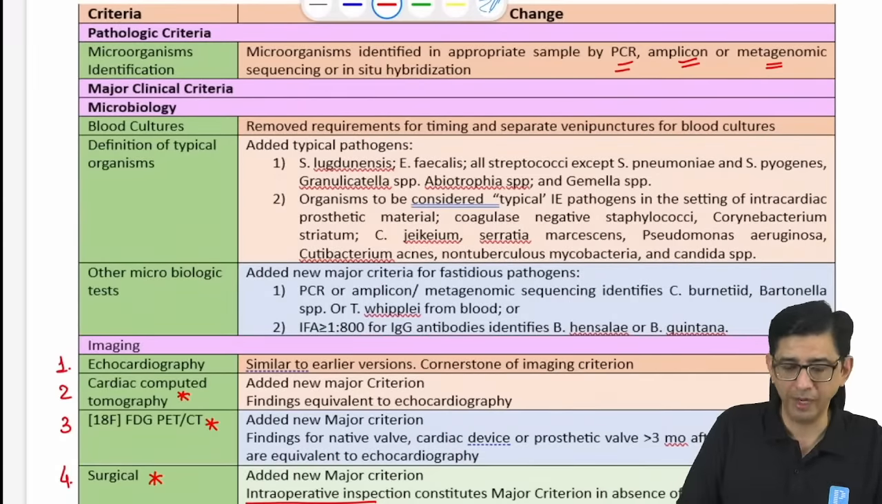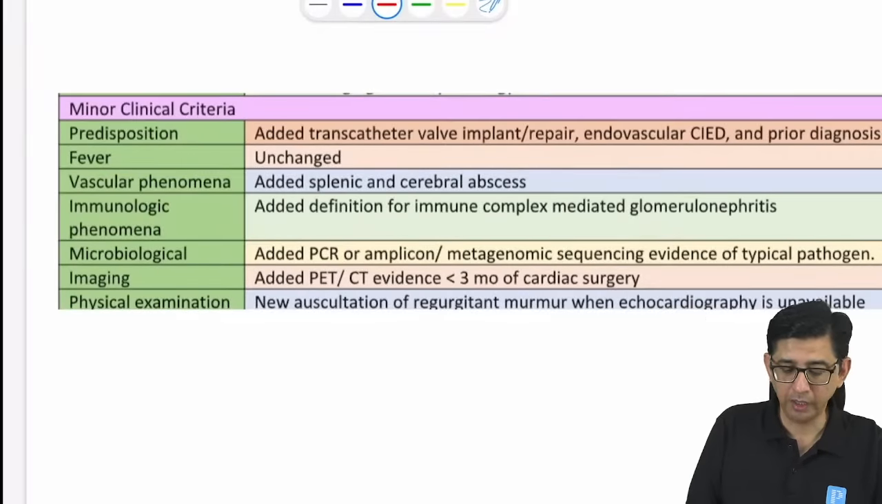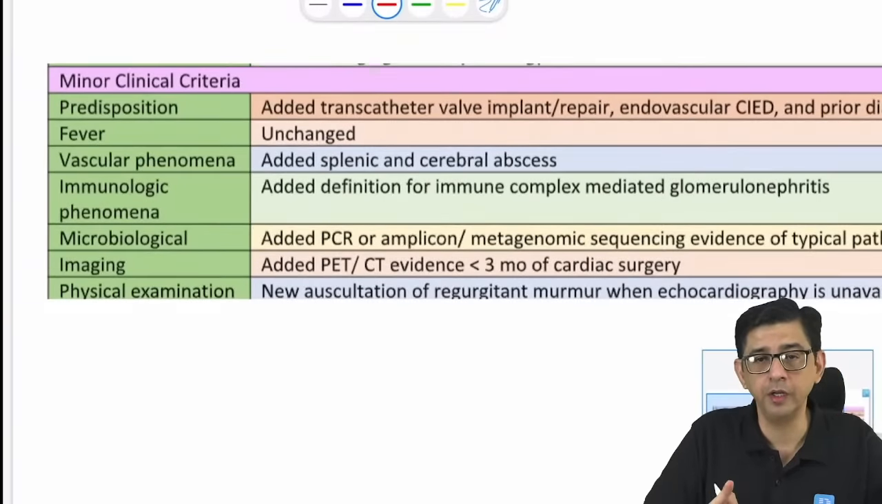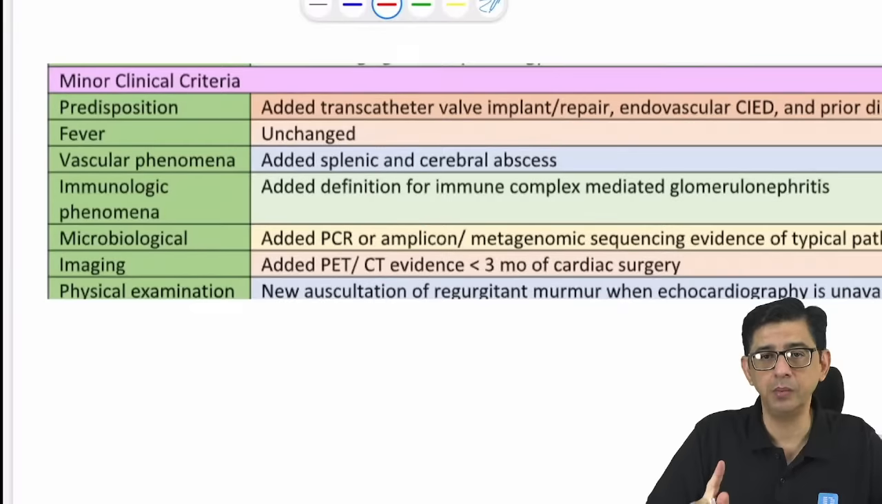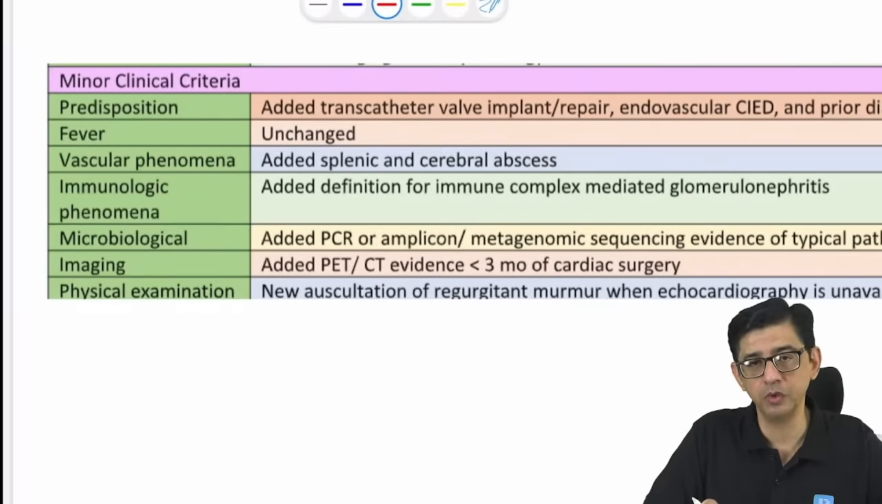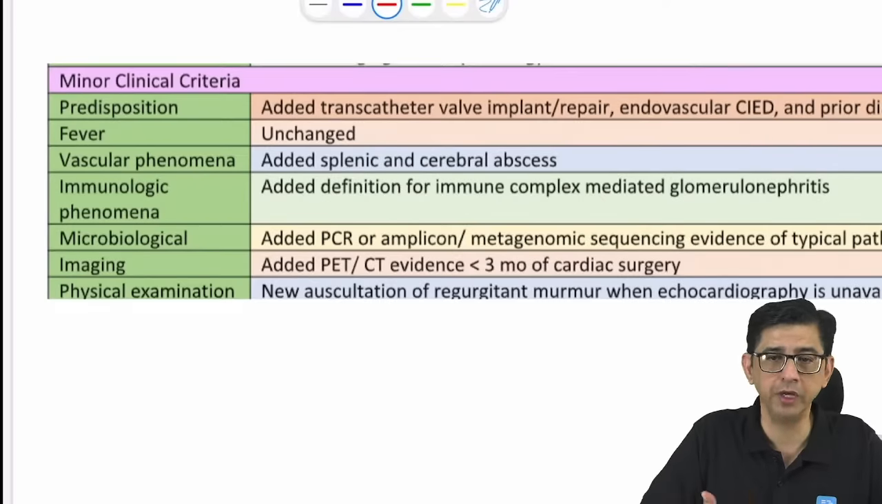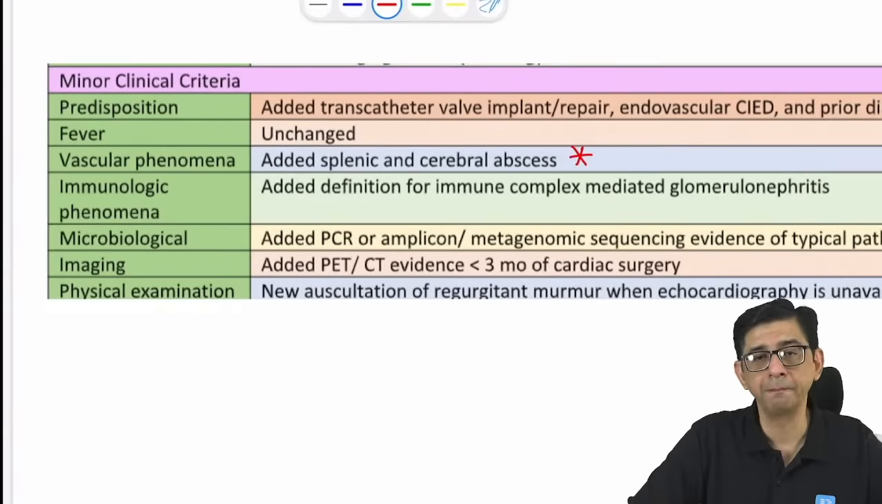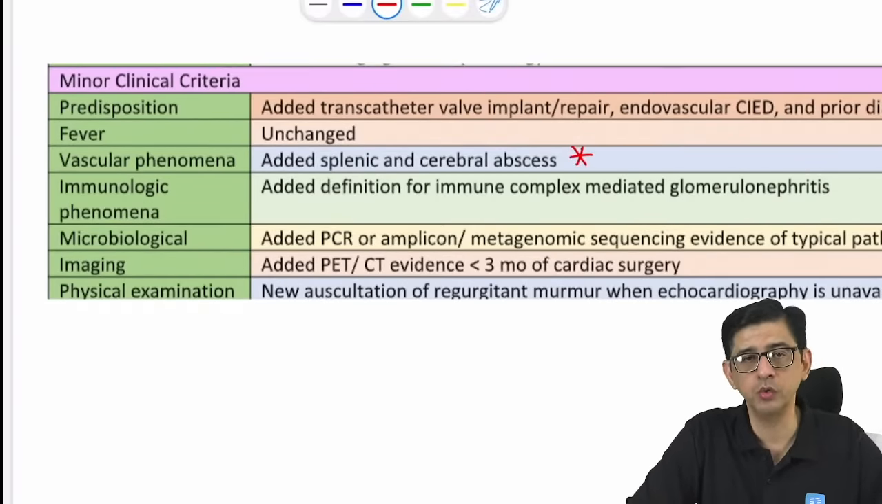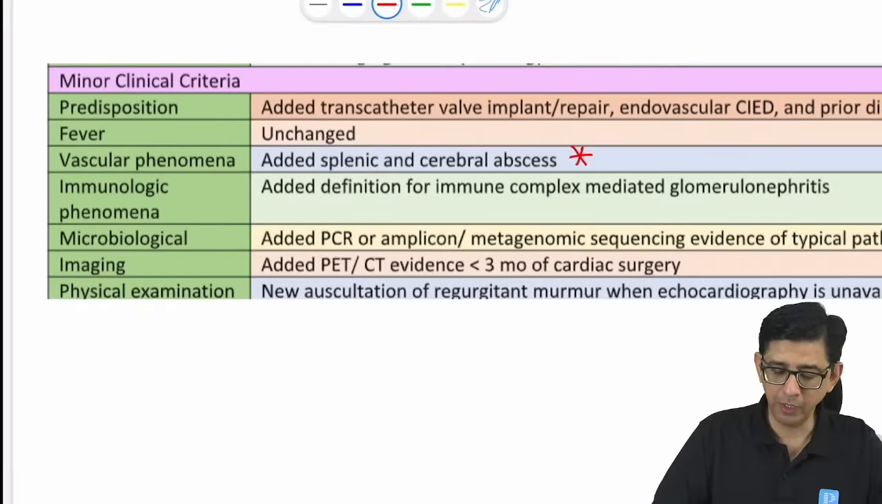अब बताता हूँ आपको minor में क्या क्या changes हैं. Listen to this carefully guys, minor criteria में क्या क्या changes हैं. तो minor criteria में देखो, जो जो routine video lecture था जो Harrison पे based है, तो Harrison में मैंने बोला था कि splenic abscess और cerebral abscess जो होता है वो इसके complications होते हैं, वो diagnostic criteria के part नहीं होते थे. लेकिन अभी जो update है उसमें splenic और cerebral abscess है उसको उसने vascular phenomenon में add कर दिया है.